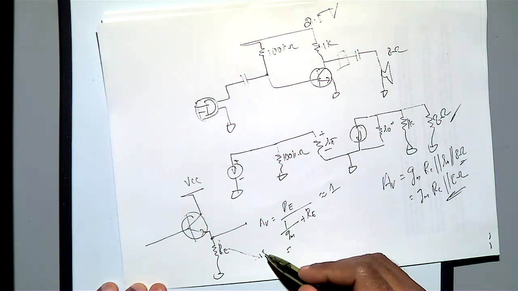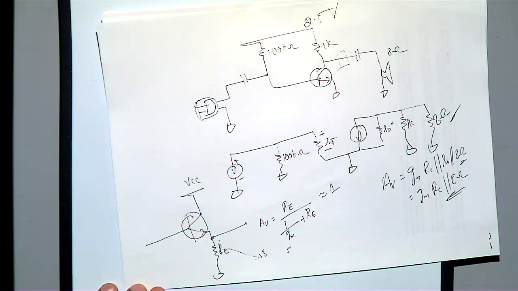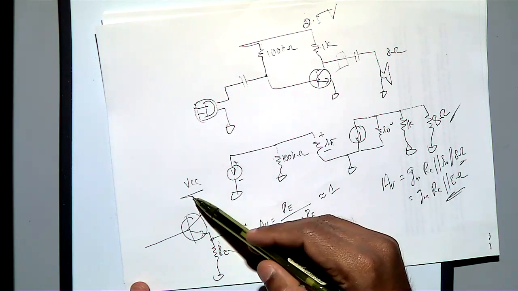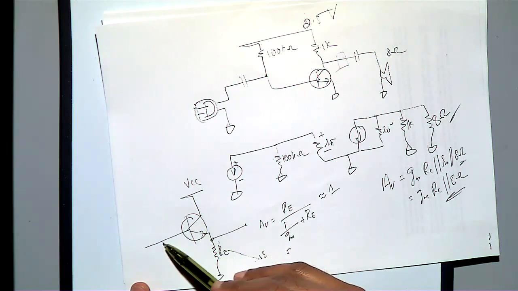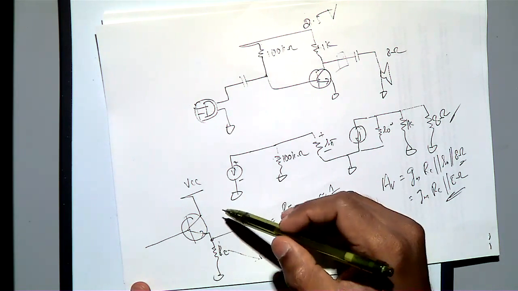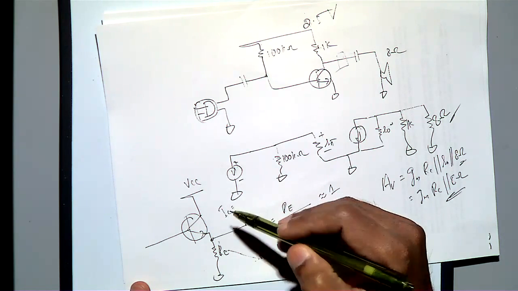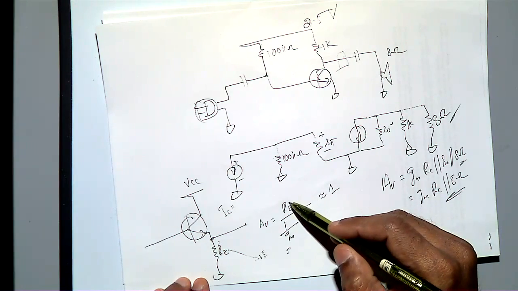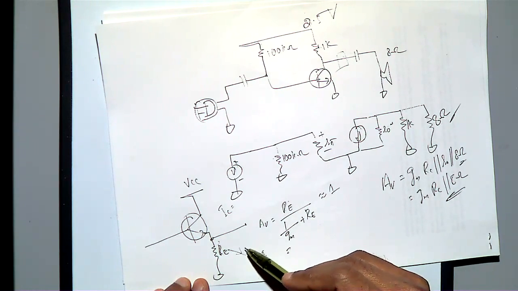In order to make RE very high, not only does RE need to be very high, you also need some current, because you want good current amplification. Maybe you want a bigger IC value, because if you are driving your speaker, you may need more current. Then you have two requirements: one is a bigger IC value, and the other is a bigger RE value. Most of the time, the ideal solution will be RE close to infinity.